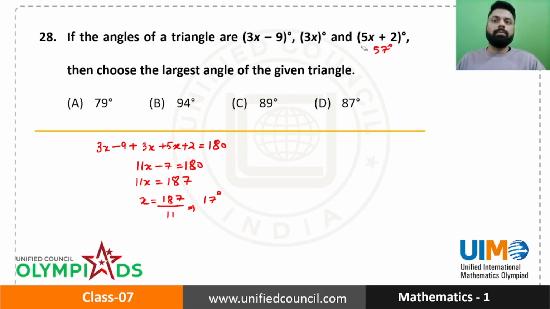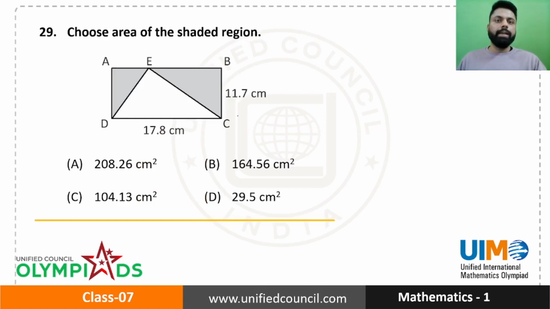17 into 3 is 51 degrees. 5x plus 2 is 85 plus 2, 87 degrees. 51 minus 9, that is 42 degrees. So 87 is the correct answer. D option. Choose the area of the shaded region.